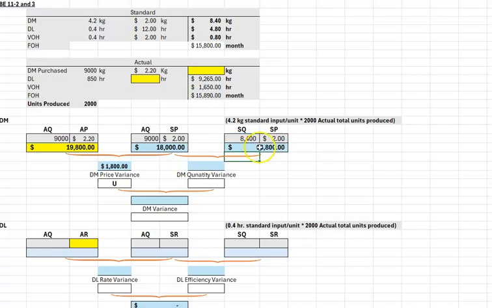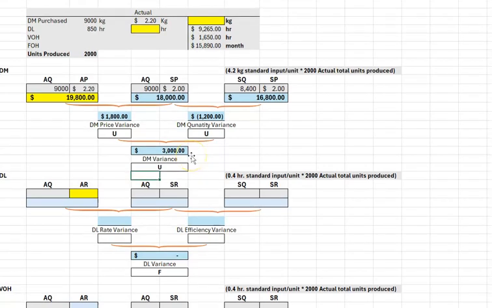So I thought I was going to use 8,400 kilograms. I actually used 9,000 kilograms. So again, I used more, about 600 kilograms more than I thought I was going to, which created a $1,200 unfavorable variance. Now, don't pay attention to if this is a positive sign or a negative sign. Okay, it just all depends on which way you do your subtraction or adding. But at the end of the day, both are unfavorable. So an unfavorable plus an unfavorable gives me a total unfavorable variance of $3,000.